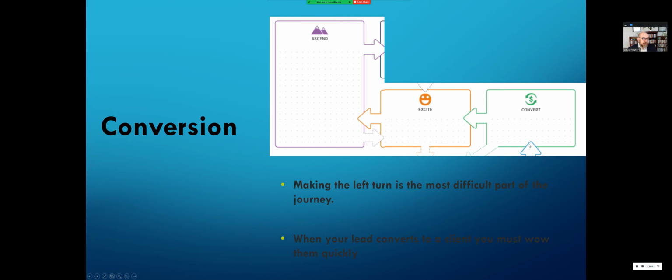Next comes what we call making the left-hand turn. This is the most difficult part. This is converting the lead into a customer. And the thing is, as soon as you get that commitment from them, you need to wow them quickly and bring them through to your ascension ladder.